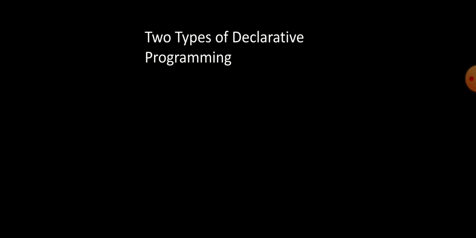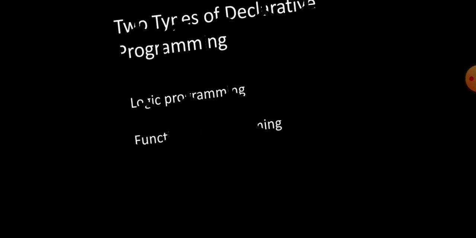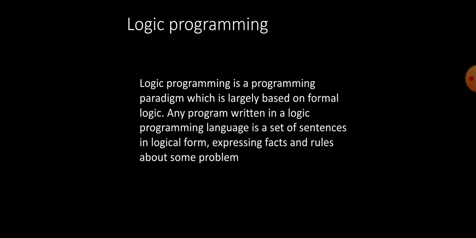There are two types of declarative programming: logic programming and functional programming. These two are also called paradigms. What is logic programming? Logic programming is a programming paradigm which is largely based on formal logic. Any program written in a logic programming language is a set of sentences in logical form, expressing facts and rules about some problem.